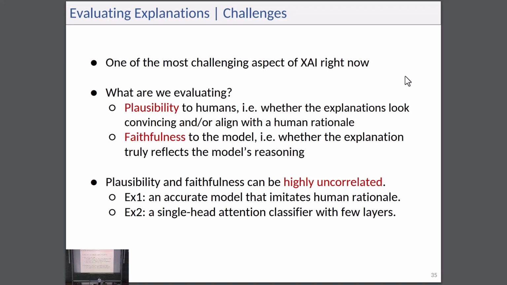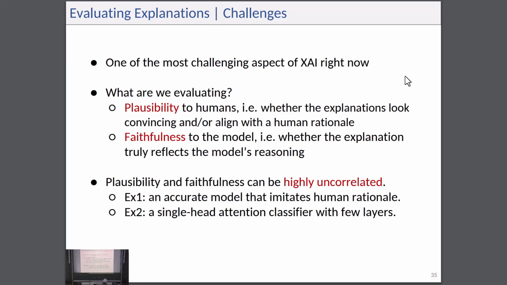So there are usually two ways that we use, and the first one is plausibility, which I'm afraid is the most common way to go about it. You look at it and you say, ah, this looks reasonable, or this doesn't look reasonable. But the thing is, you're evaluating from a human perspective, which is really not the way to go about it.